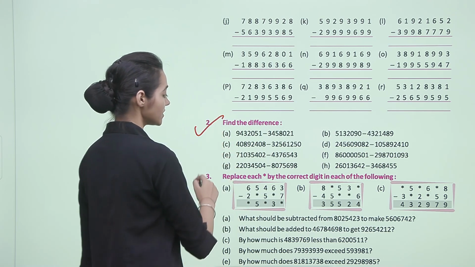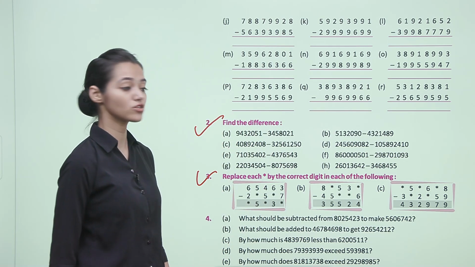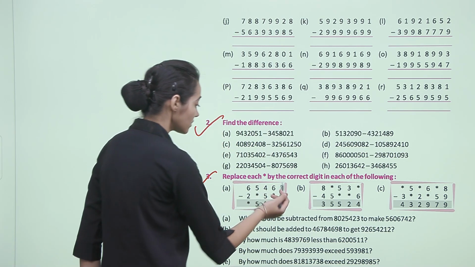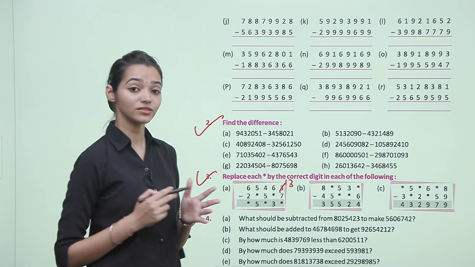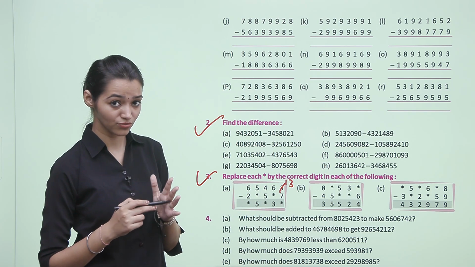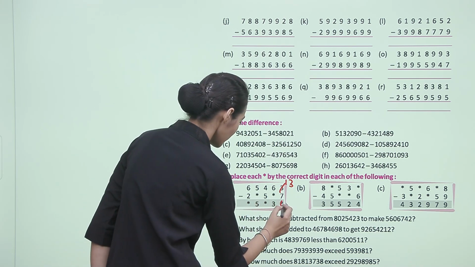Again we have to find the difference. Now in this one we have to replace each of them by the correct digits. So there is 3, so it can be written as 13. Now 12, 13, 13 minus 7 is 1, 2, 3, 4, 5, 6. So here we can write 6.